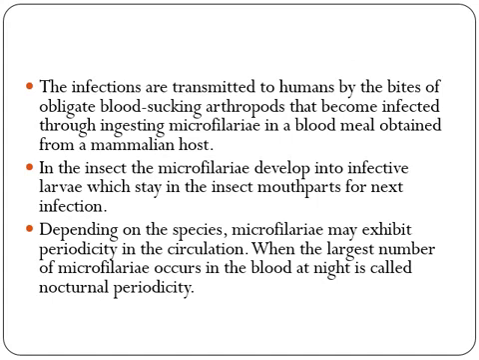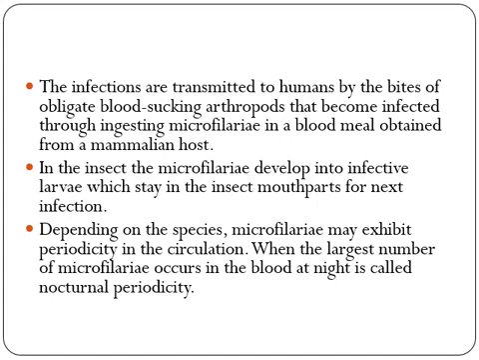The infections are transmitted to humans by the bites of obligate blood-sucking arthropods that become infected through ingestion of microfilariae in a blood meal obtained from a mammalian host. In the insect, the microfilariae develop into infective larvae which stay in the insect mouthparts for the next infection.